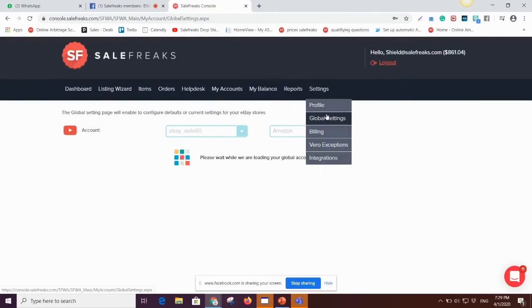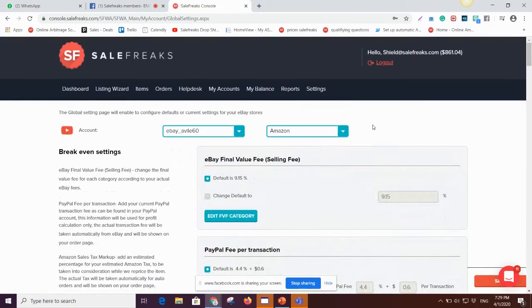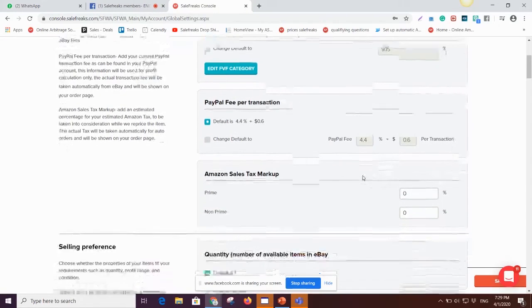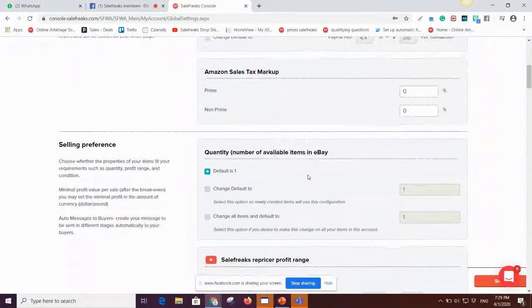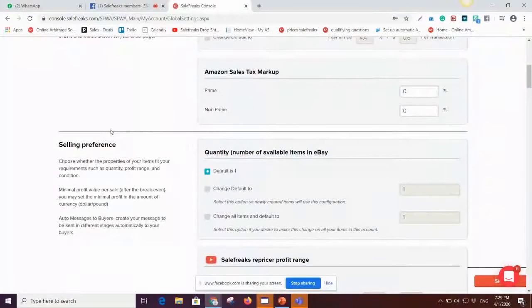Also worth mentioning that global settings shouldn't be permanent. You should change them according to the situation. For example, the eBay fees and PayPal fees are constant, but let's say now that sales are very, very high because people are locked in their houses and they want to buy. People love spending money, so they buy and buy and buy. So you can raise your profit a little bit. Don't be afraid.